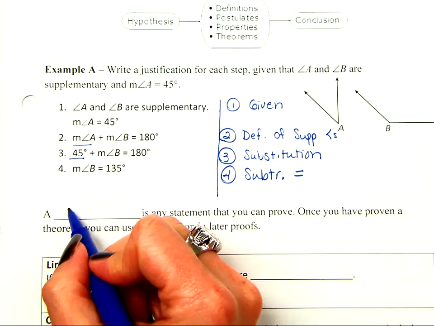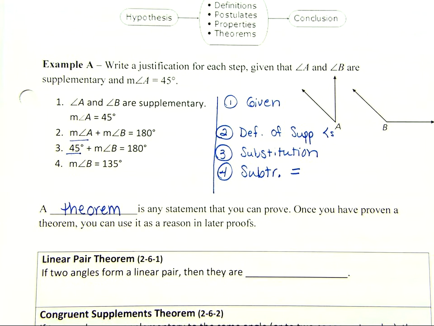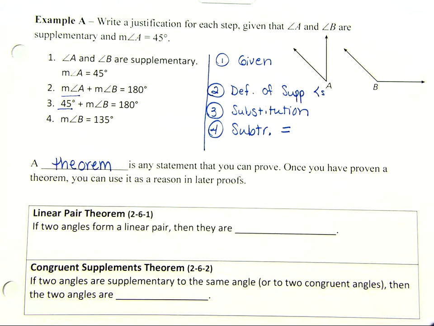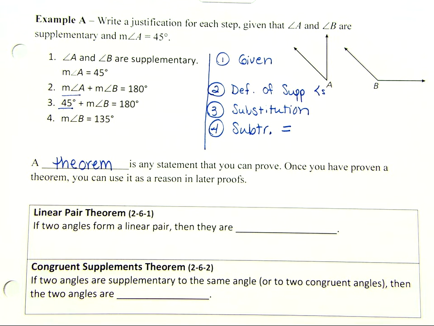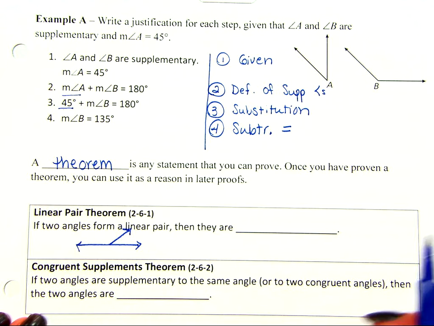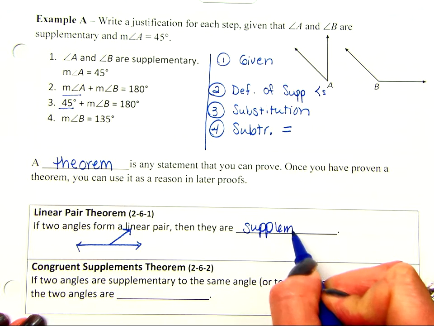Down below, it says that a theorem is a statement that you can prove. And once you've proven it, you can use that theorem later in your proofs. So one of the first theorems that they introduced to us is called the linear pair theorem, also sometimes called the supplements theorem. If two angles form a linear pair, then they are what? Well, if they form a linear pair, we had talked before that straight line, meaning 180, they are going to have to be supplementary.